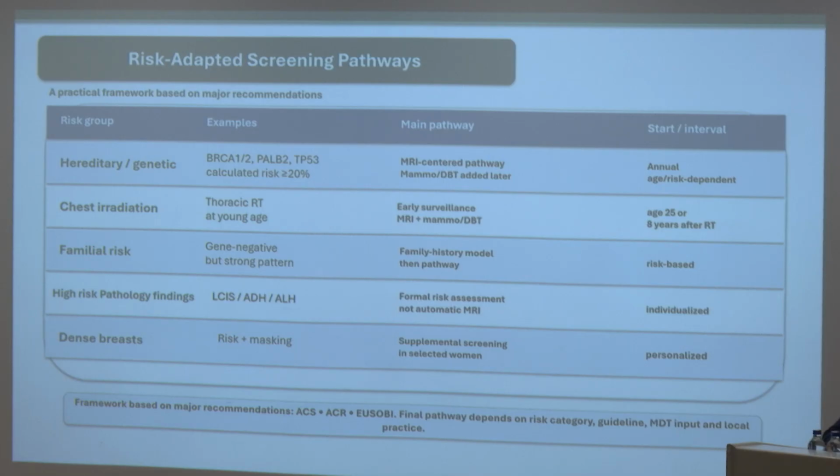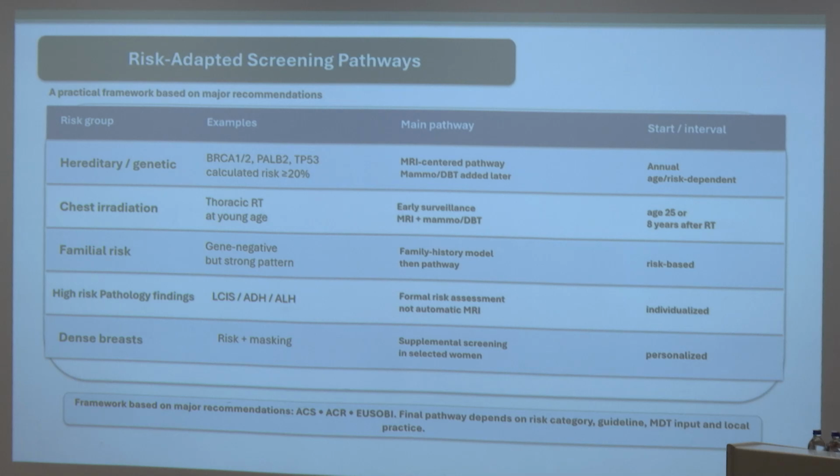And about the familial risk, it's okay, we have the gene negative, but a strong pattern. So we have the family history model, then the pathway, and the risk base. It's not just the first one. It's not the case that everyone just does an annual MRI. There are a lot of things to have in mind and decide when to do an MRI or the other things.